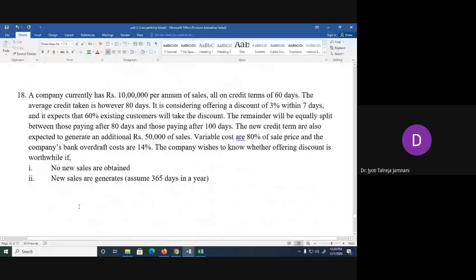A company currently has 10 lakh per annum of sales, all on credit terms of 60 days. The average credit taken is, however, 80 days. It is considering offering a discount of 3% within 7 days, and it expects 60% existing customers will take the discount. What I'll do is, here also it is like the similar problem. They don't give discount and now they've started giving discount. So I will add discount for existing. I'll change the question a little bit so that I can show you when both the discounts are there, how it will work. So company currently has 10 lakh per annum sales, all on credit terms of 60 days.